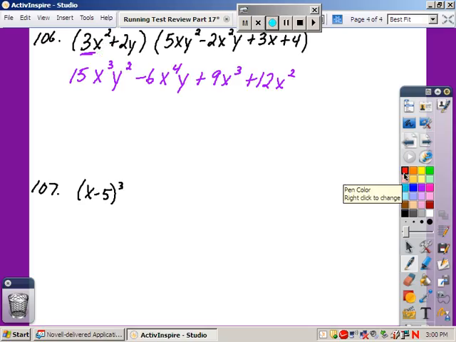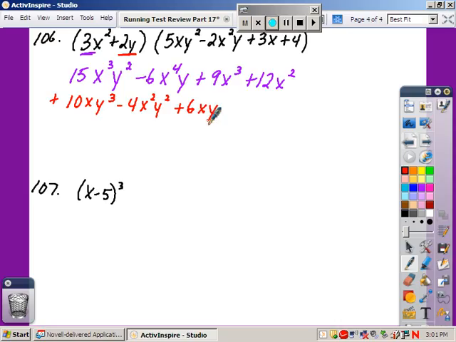I'm going to switch it up now and go with the 2y times each thing. This time I got positive 10xy to the 3rd, negative 4x squared y squared. I have 6xy, and finally 8y.